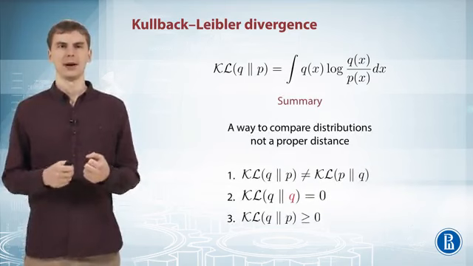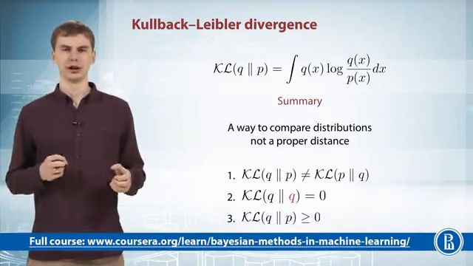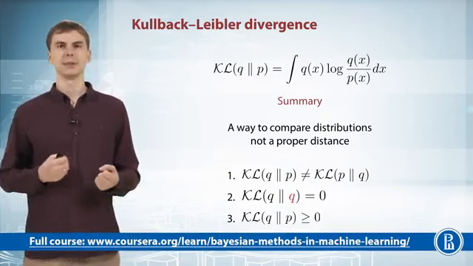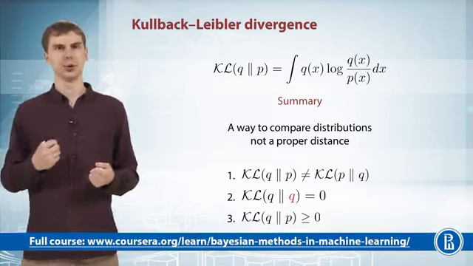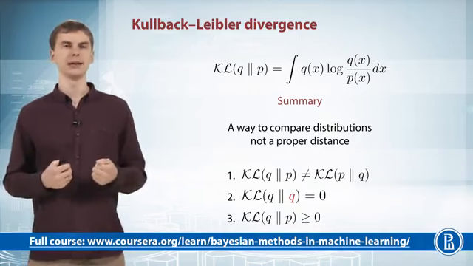To summarize, KL divergence is some way to compare two distributions with each other. It's non-symmetric. It equals 0 when we compare the distribution to itself, and it's always non-negative.